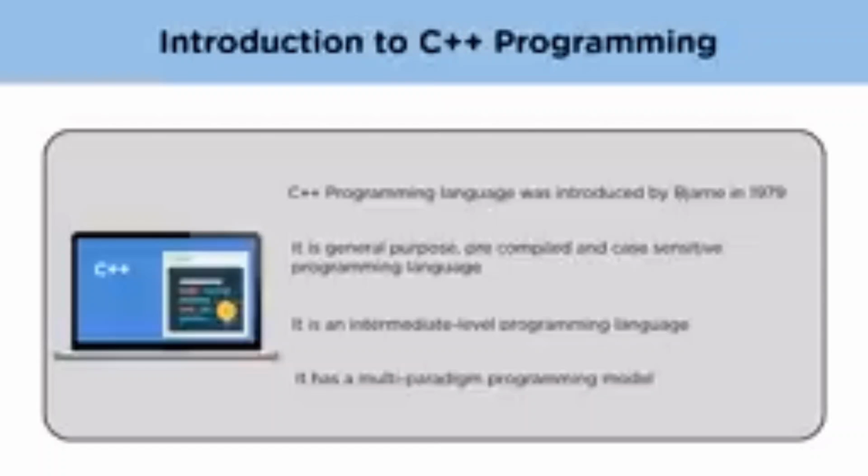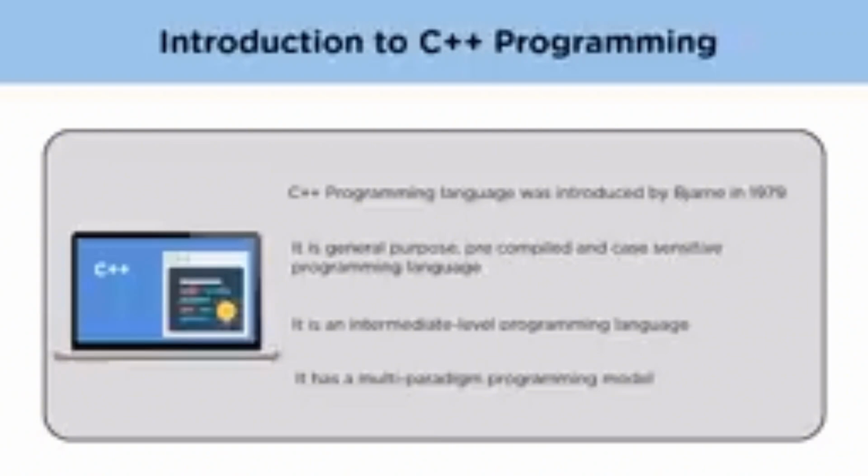Let's start with the introduction to C++ programming. C++ is a popular programming language introduced by Bjarne Stroustrup in the year 1979. The aim was to make a dynamic language that is efficient and has some additional features to C. Initially, it was called C with Classes as it was an extension to the C language, but later renamed as C++.